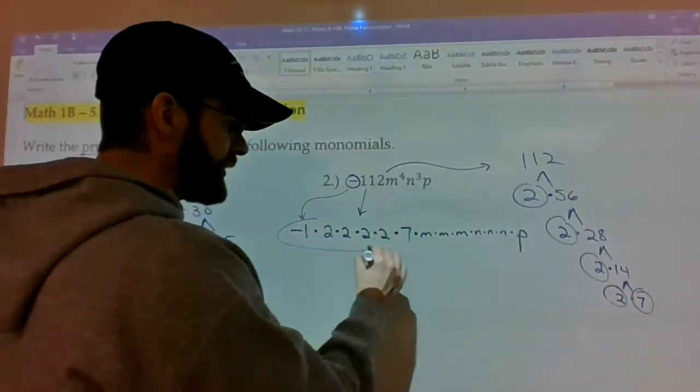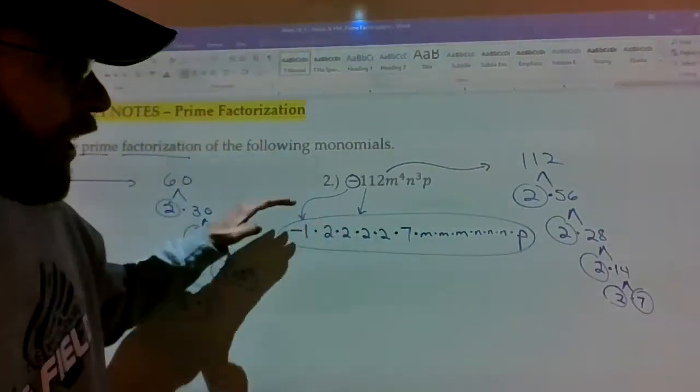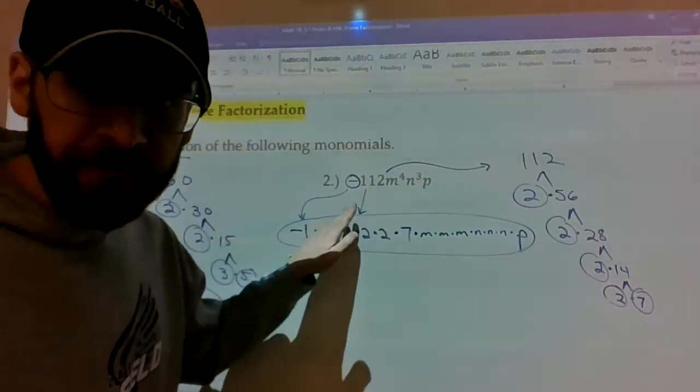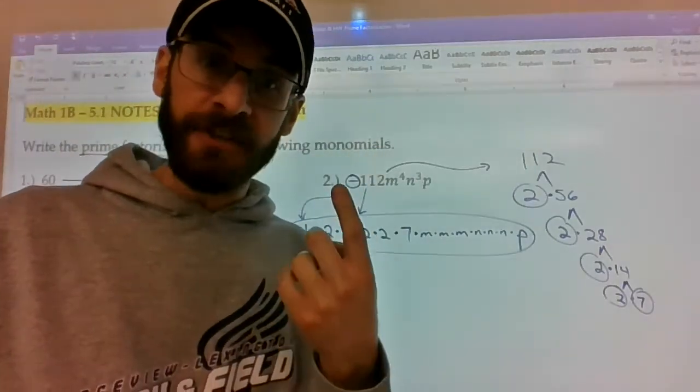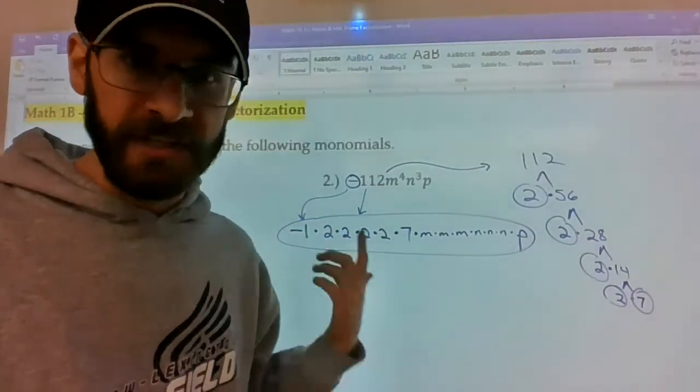So this right here is going to be the prime factorization of this. We call it a monomial because remember with polynomials, if it's a one term polynomial, it's going to be called a mono.